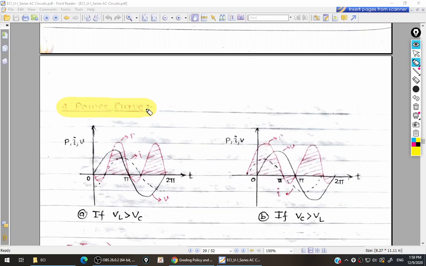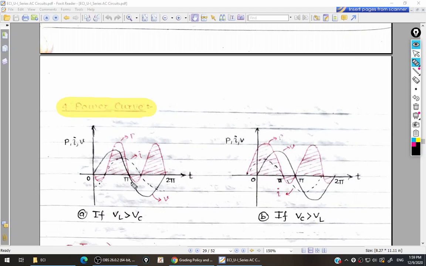Now we will see the power curve, which is the diagrammatic representation of power. For that purpose, we should first draw the waveforms for voltage and current, because what is power? Voltage multiplied by current. So if you want to draw the waveform for power, we should first draw the waveform for voltage and current.